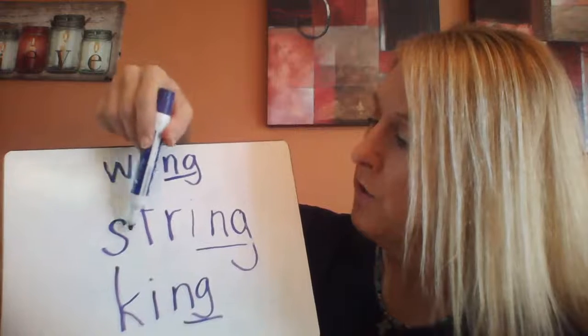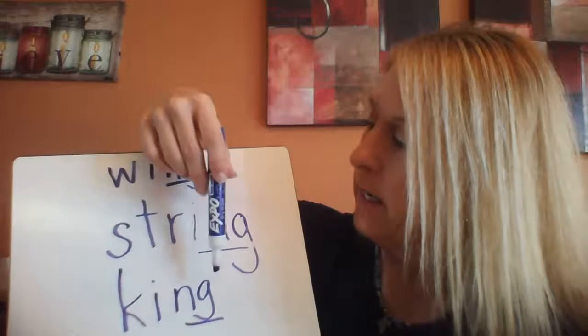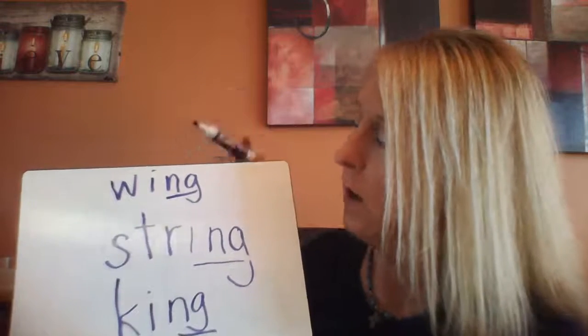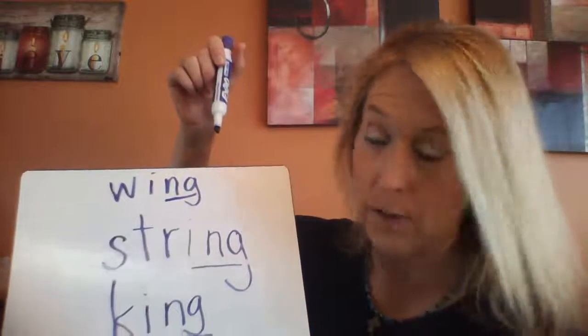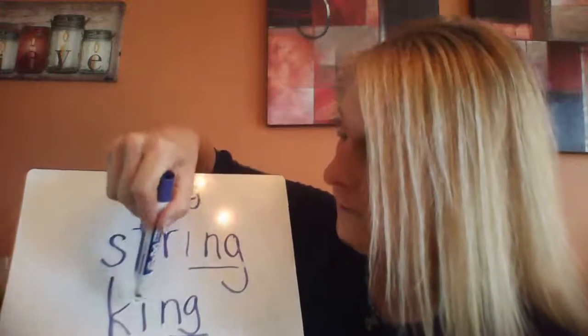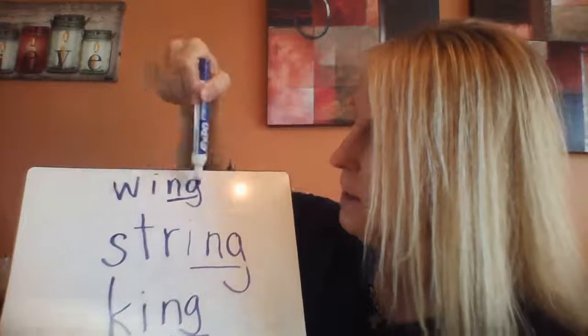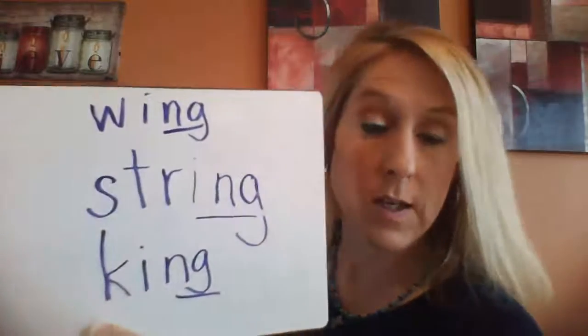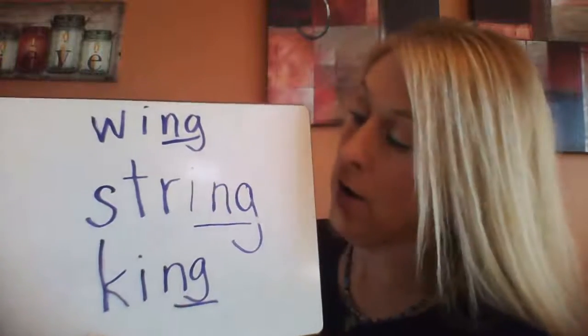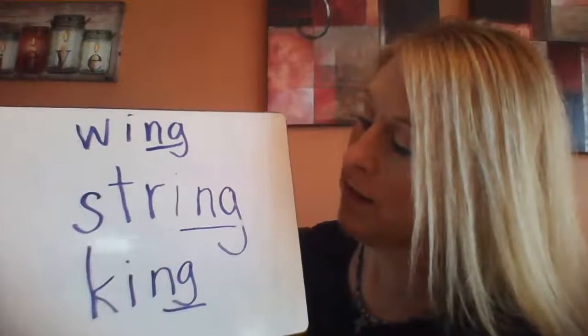Wing, string, king. So we would say that all of these words are in the same word family because they all have this ing part. So rhyming words are words that are in the same word family because they all have that same ending sound. Rhyming words have the same ending sound.